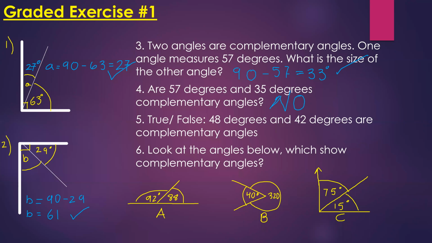Can I do number 5? Number 5, go ahead, Erica. Number 5 is true because 48 and 42 add up to 90 degrees. Very good. So they are complementary angles. It is true that 48 and 42 degrees are complementary angles because if you add 48 and 42, you will get exactly 90 degrees.